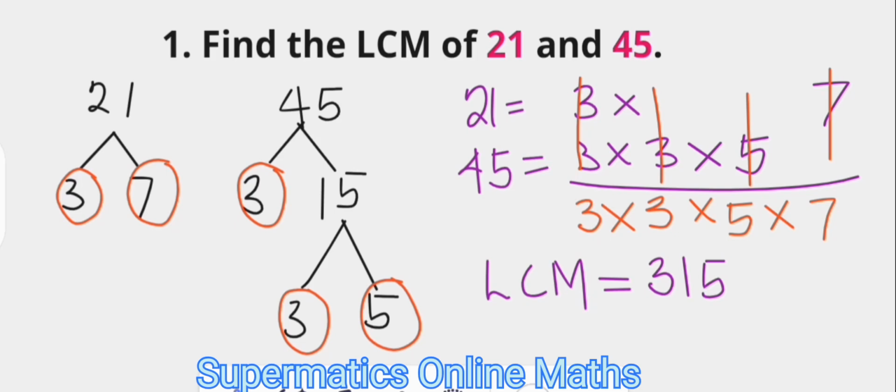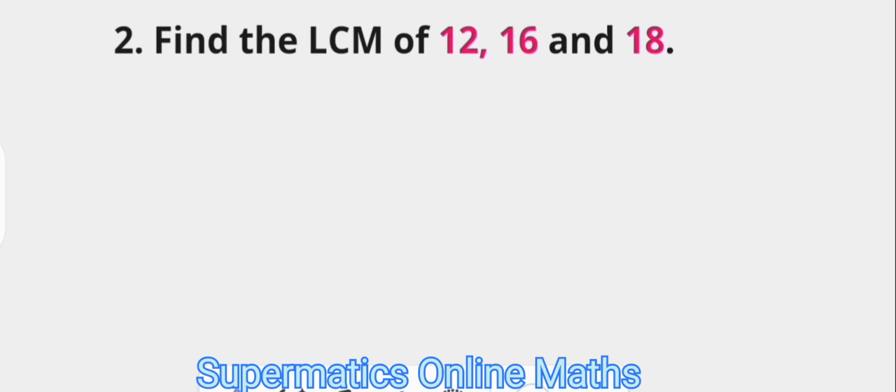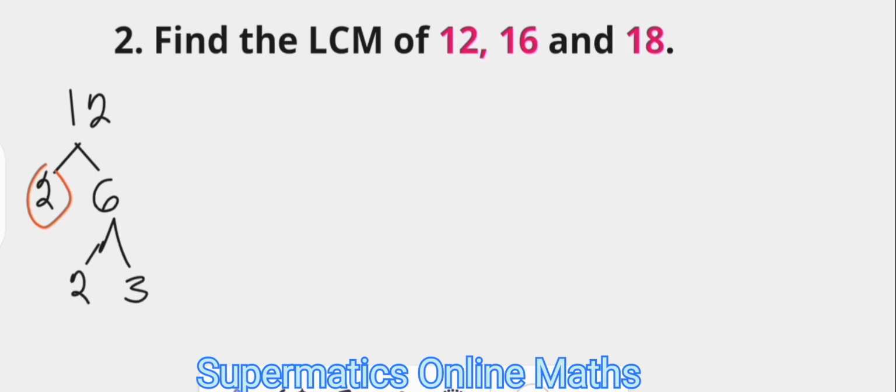The next example will show how to find the LCM of three numbers using the same method. To find the LCM of 12, 16, and 18, 12 first is the product of 2 and 6. 2 is circled, being a prime number, while 6 is a non-prime number, so we have it written as 2 times 3, then 2 circled, being a prime number, and 3 also is circled. 12 is then 2 times 2 times 3, then we go for 16.